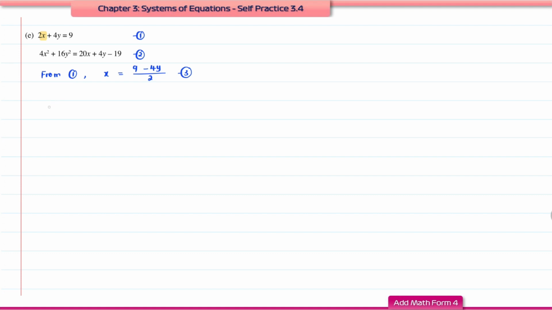So next, I'm going to substitute the equations 3 into the equations number 2. So we're going to replace the x with 9 minus 4y divided by 2, squared. So here another x.